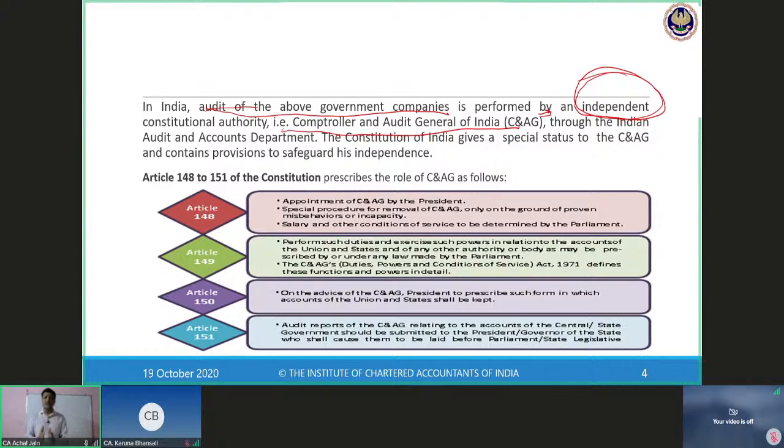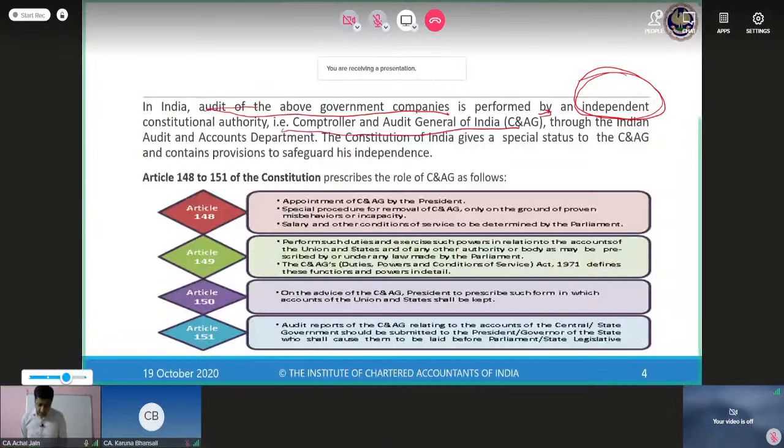So what has been given in the Constitution through which its independence is safeguarded? Let's understand those points quickly. Appointment of CAG is by the President. There's a special procedure for removal of CAG, only on the grounds of proven misbehavior or incapacity. Salary and other conditions of service are determined by the Parliament.